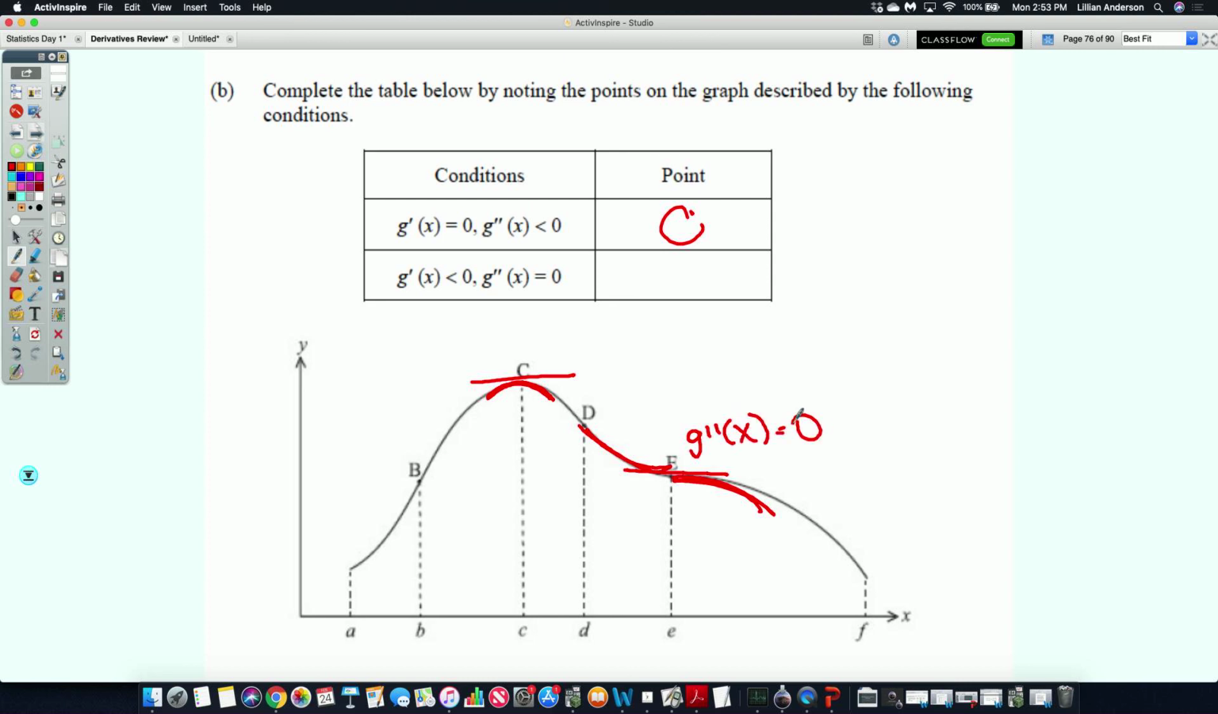All right? What about the second condition where the first derivative is less than 0 and then the second derivative is equal to 0? D. So you're telling me that the slope is negative and also that it goes from concave down to concave up. Very good. I just guessed that.